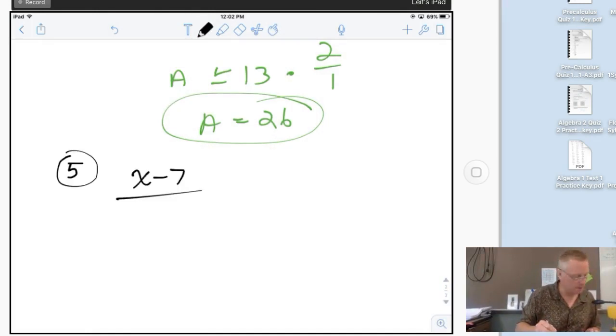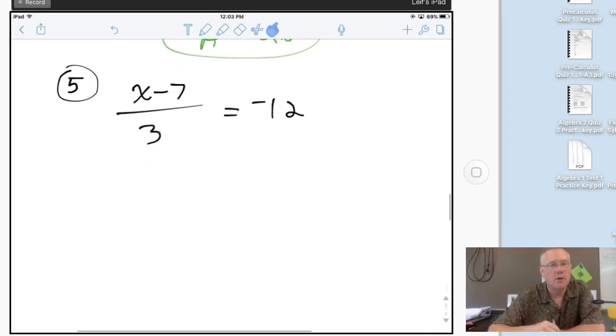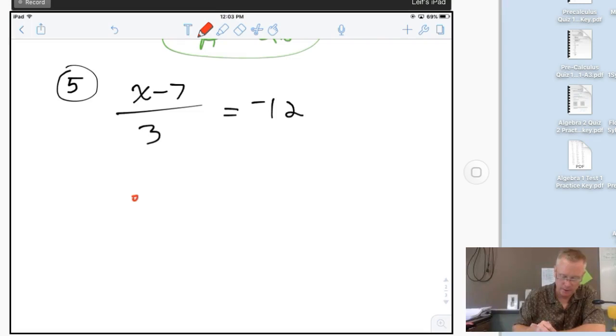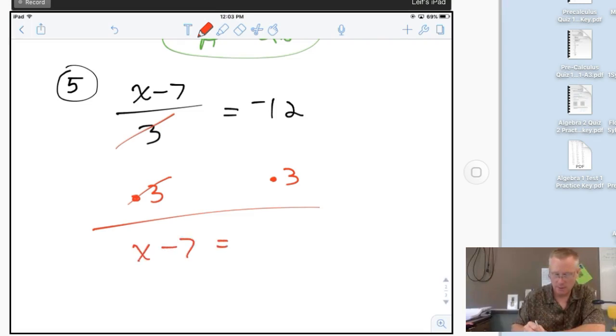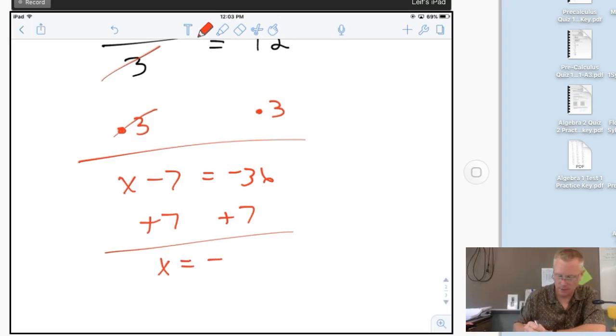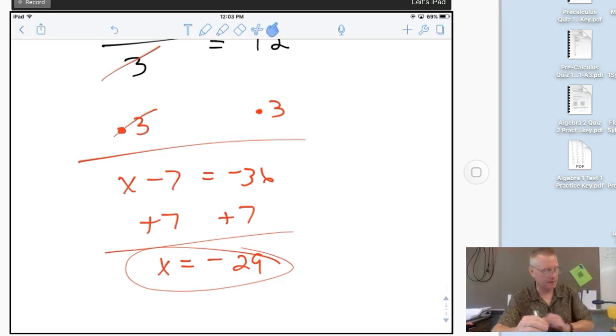x minus 7 over 3 equals negative 12. All right, so remembering, a fraction is just division, so this is really just dividing by 3. If you want to get rid of that denominator, I'm going to multiply both sides by 3. Those cancel. Negative 12 times 3 is negative 36. Next, I'm going to add 7 to both sides, and I'll get x equals negative 29. Okay, and that is the answer.